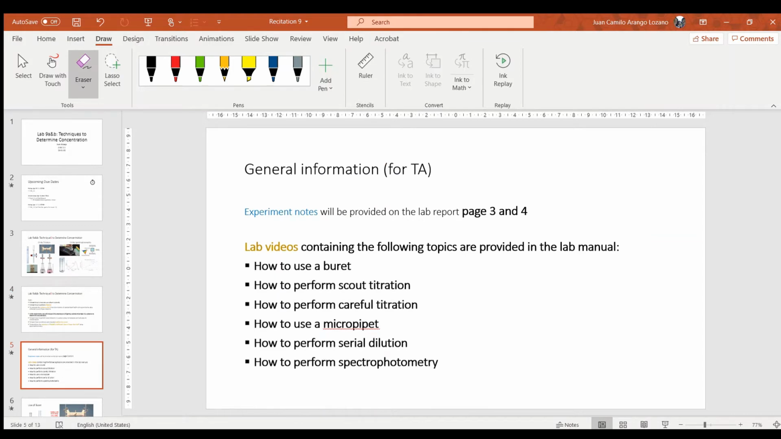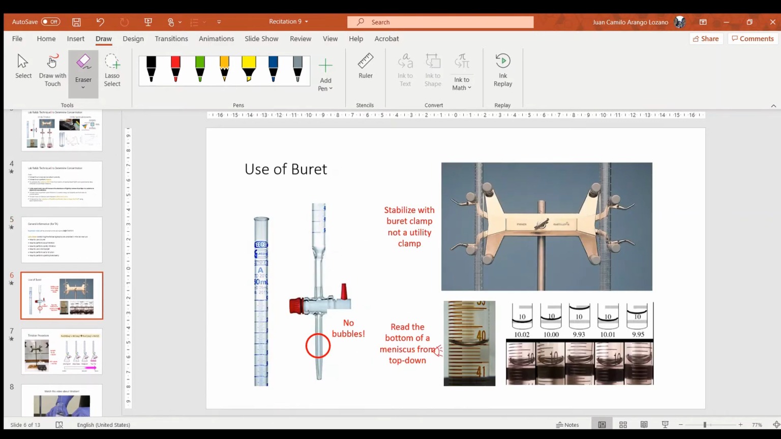So for the general information, please go and see all these videos. You have them available in Blackboard. These videos will explain further the experimental procedure to perform a titration and a spectrophotometrical measurement, and before the spectrophotometrical measurement, how to perform a serial dilution. So keep that in mind.